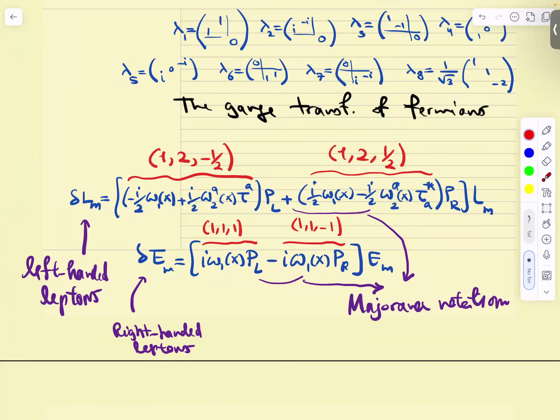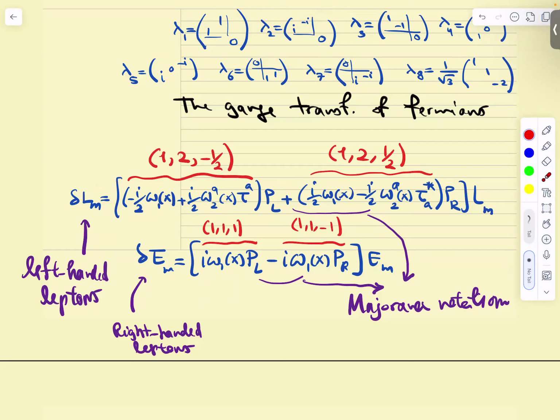All right. So what are the gauge transformations of the fermion? The gauge transformations of the bosons are clear. What are the gauge transformations of the fermion? So here is the left-handed lepton as a Majorana. Its left-handed part, that I'm denoting by PL acting on L, transforms as (1, 2, minus half).